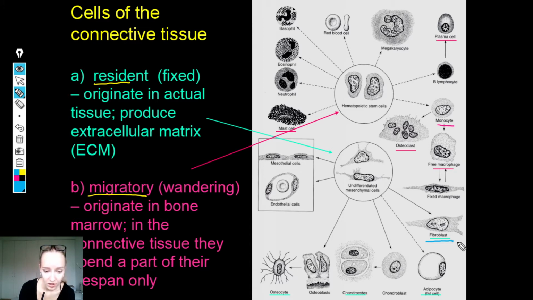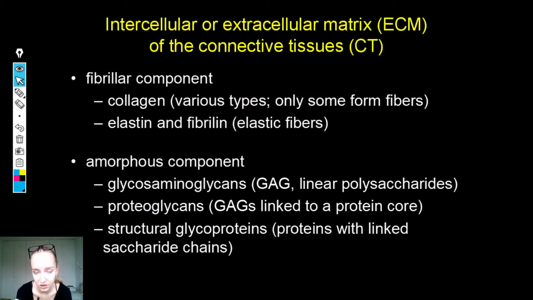As for the intercellular or extracellular matrix, this matrix is divided into two main components: a fibrillar component and an amorphous component. The fibrillar component consists of the protein collagen. Collagen is the main protein of the fibrillar component, and this collagen is in structures called fibers. We have many types of collagen, and only some types of collagen create fibers. We also have elastic fibers, so don't forget about them. Collagen fibers and elastic fibers are the main structures of the fibrillar component.